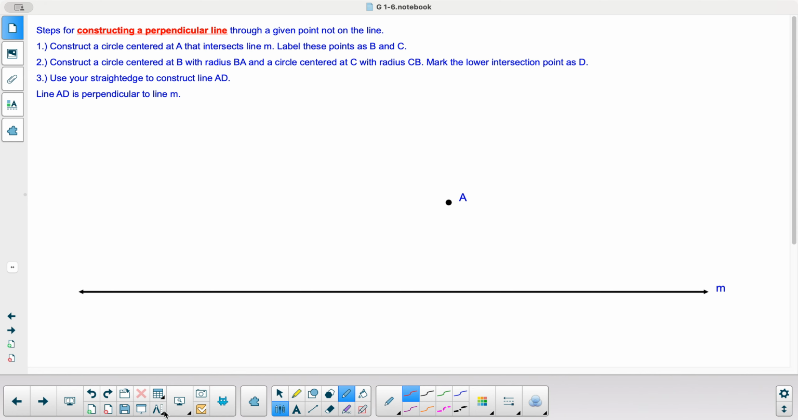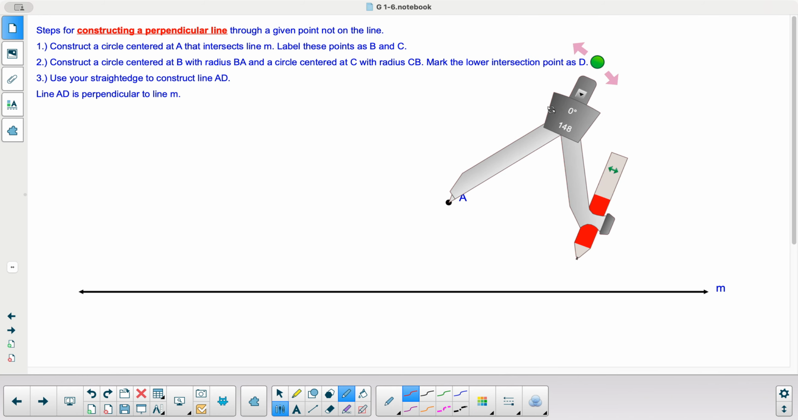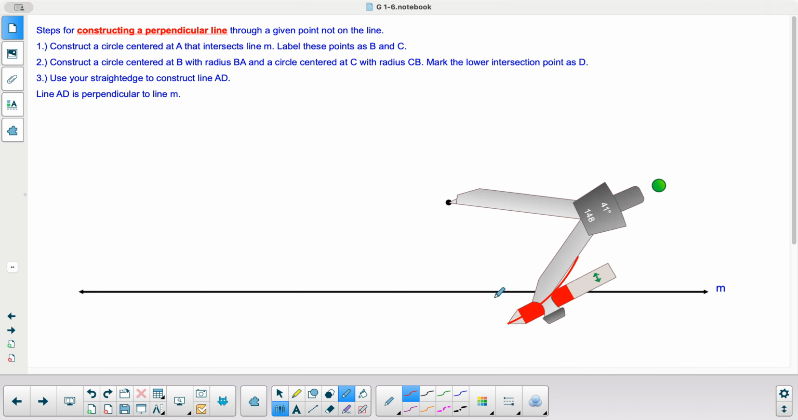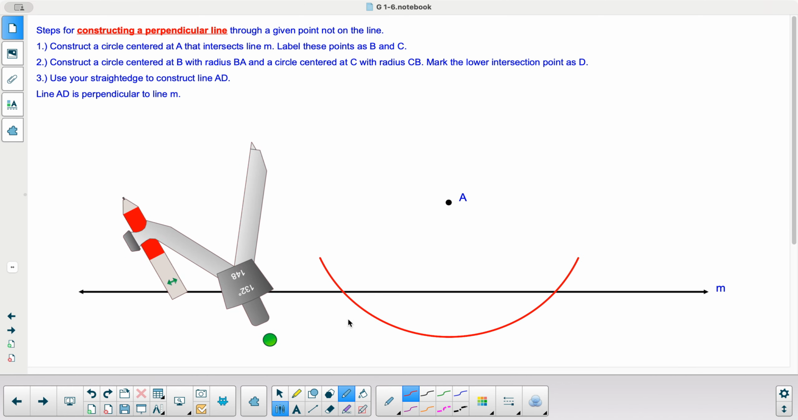Construct a circle centered at A that intersects line M. So you can really use any radius here. Just has to be big enough that it will intersect. And honestly, you really don't even need the full circle, because all we need is to get these points here. So I'm not even going to make the full circle. I'm going to stop right there, and I'm going to label this B and this C.